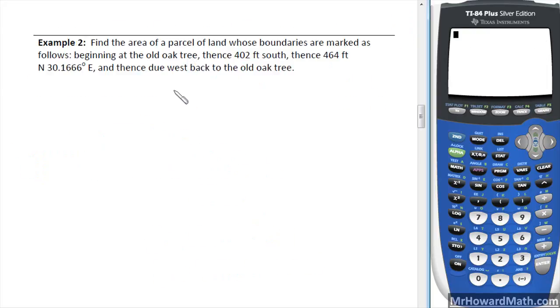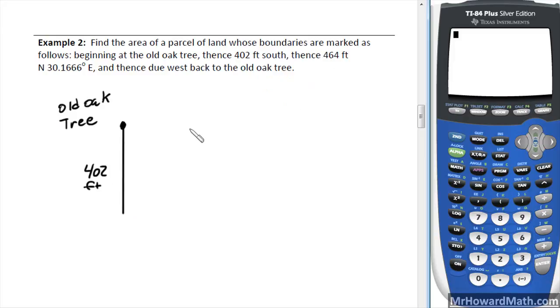All right, example 2. Find the area of a parcel of land whose boundaries are marked as follows. Beginning at the old oak tree, thence 402 feet south. All right, so we'll make a dot here. We'll call this the old oak tree. And we go 402 feet south, so that would be this direction. So this is 402 feet there.